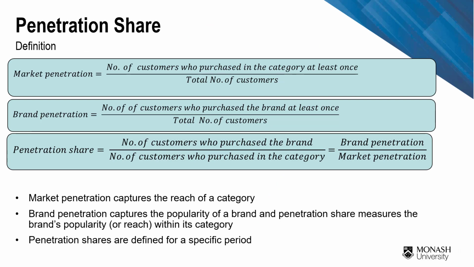So the first one is penetration share. Penetration share is capturing the reach of a category. If you think about market penetration, it's basically the number of customers who make the purchase, divided by the total number of customers. If it is a brand purchase, it will be the total number of customers who purchase the brand, divided by the total number of customers in the market. And obviously penetration share will be the number of customers who purchase the brand divided by the number of customers who purchase in that category. Now, this sounds odd, but I'll just explain to you in numbers, so at least that makes it a little bit easier.